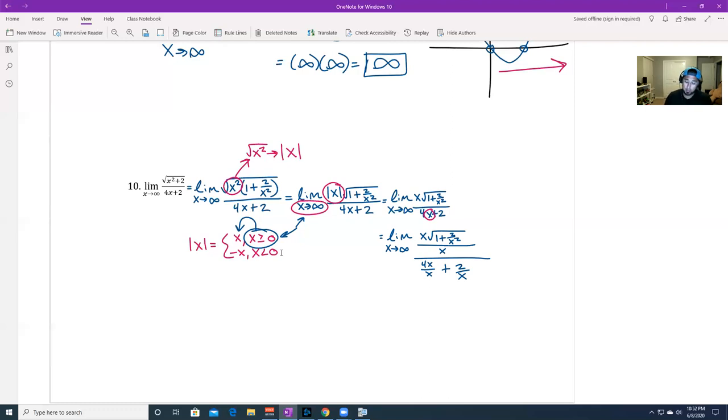All right, and now cleanup time. My x's here will cancel. These x's cancel, so gone, gone, gone. And what we are left with is the limit as x approaches infinity of the square root of 1 plus 2 over x squared, over, what do I have left? 4 plus 2 over x. And now we're almost done because we can use that new limit property. As x approaches infinity, where is 2 over x squared and 2 over x going? Those are headed towards, guess what number? 0. So all this leaves us with is the square root of 1 over 4, which is just 1 fourth.